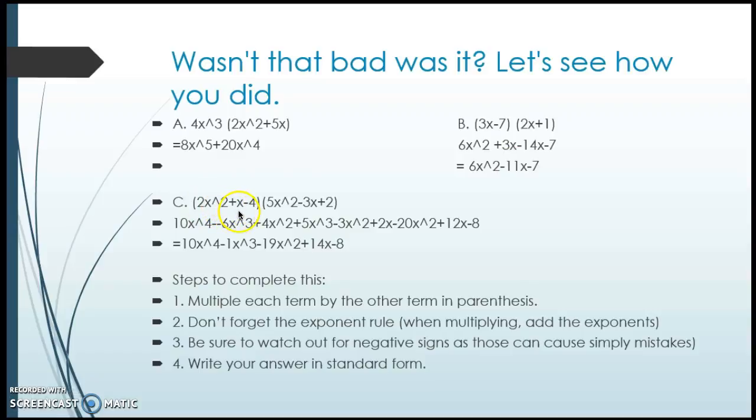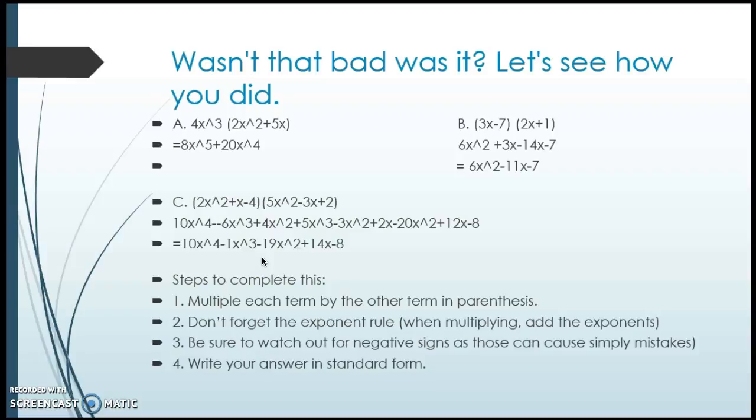2x squared plus x minus 4 multiplied by 5x squared minus 3x plus 2. 10x to the fourth minus 6x to the third plus 4x squared plus 5x to the third minus 3x squared plus 2x minus 20x squared plus 12x minus 8, which equals 10x to the fourth minus 1x to the third minus 19x squared plus 14x minus 8.